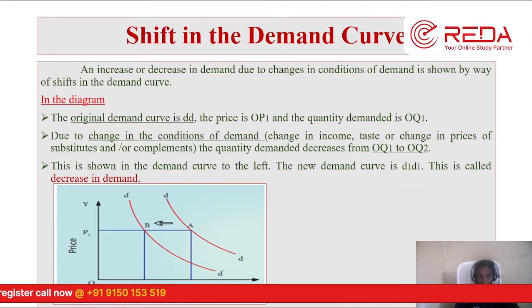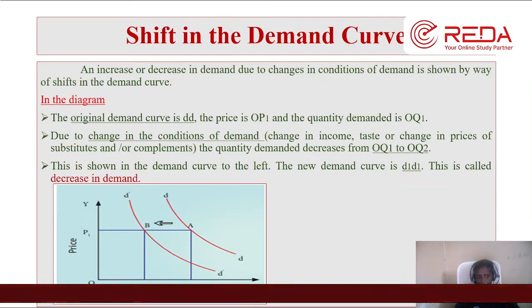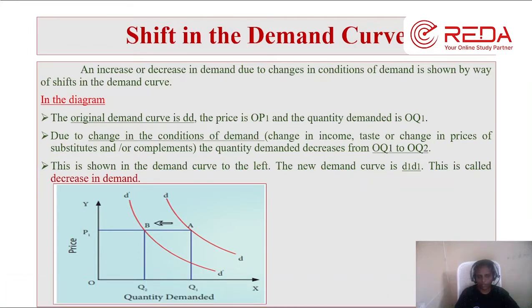But there are some situations when there is no change in the price level. What will happen to the demand curve? The demand curve that we are going to see with the help of a diagram. In the diagram, on the x-axis we are taking the quantity demanded. On the y-axis we are taking the price level of the commodity. The original demand curve will be D.